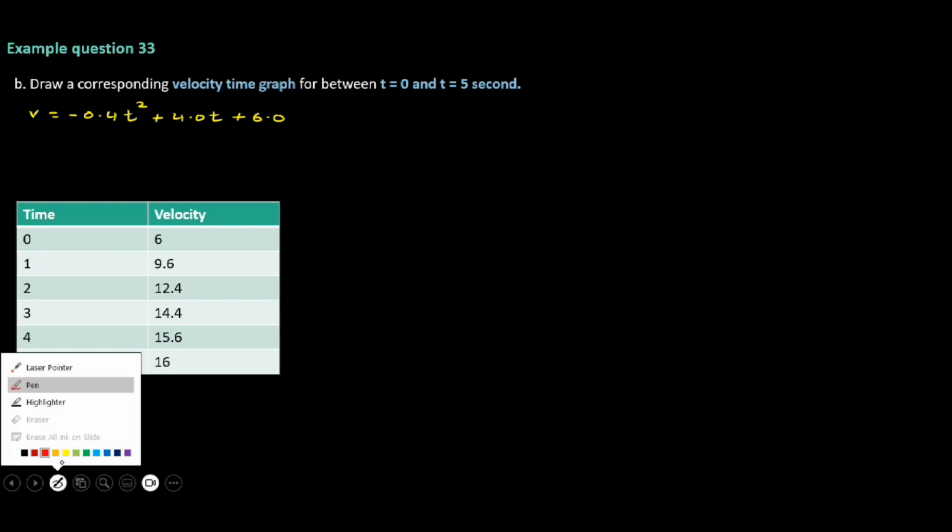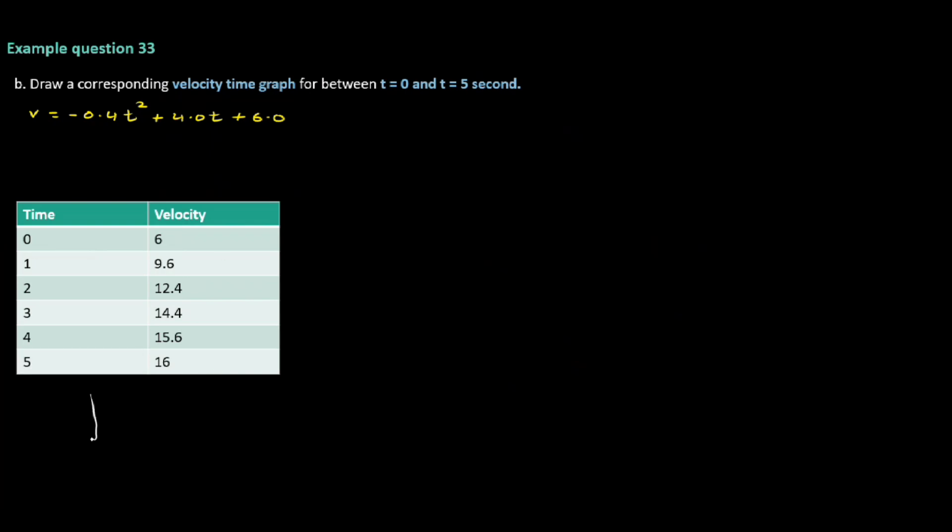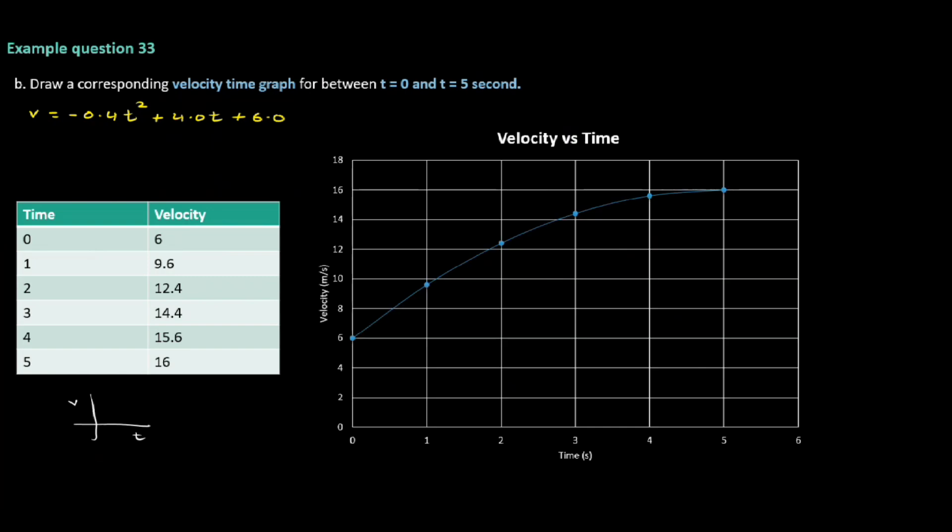Then we are going to plot a graph with velocity on the y-axis and time t on the x-axis. So when you plot a graph, this is the relationship that you get. When you're plotting the graph, make sure you label the axis time t with seconds, velocity with meter per second, and you write the title of the graph.